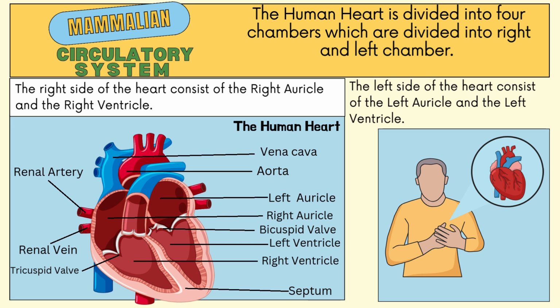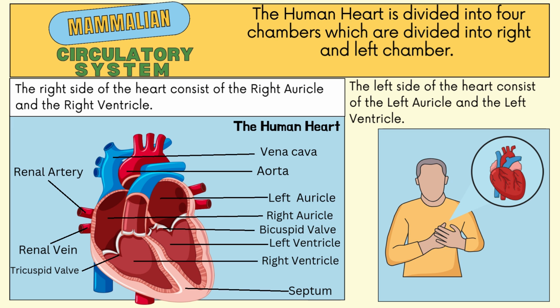The left ventricle is the bottom left chamber of the heart. It pumps the oxygenated blood from the left auricle to the rest part of the body through the main vessel of the heart called the aorta. The heart also has valves which prevent backflow of blood and also prevent oxygenated blood from mixing with deoxygenated blood.